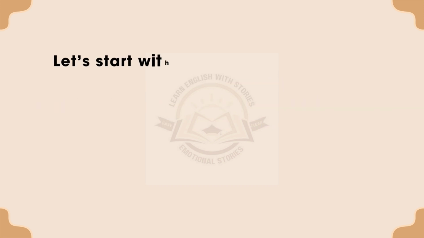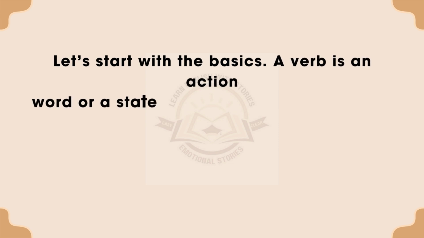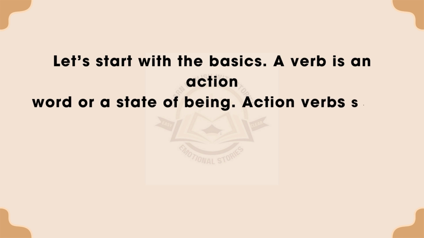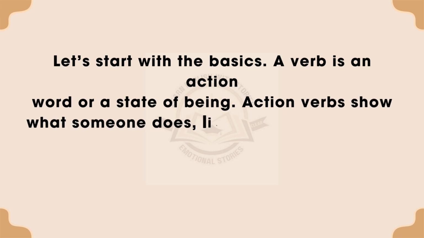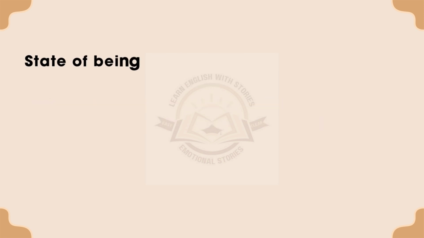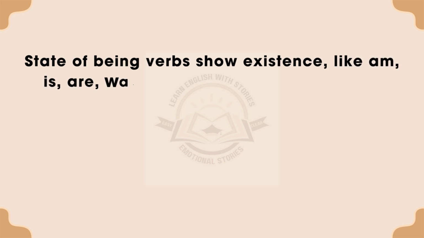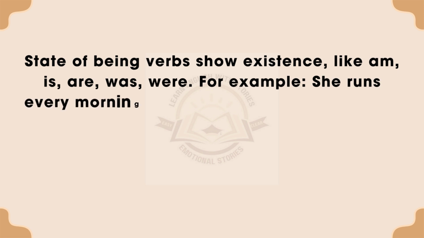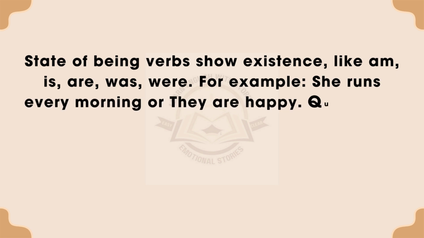Let's start with the basics. A verb is an action word or a state of being. Action verbs show what someone does, like run, eat, sing, play. State of being verbs show existence, like am, is, are, was, were. For example, she runs every morning, or they are happy.